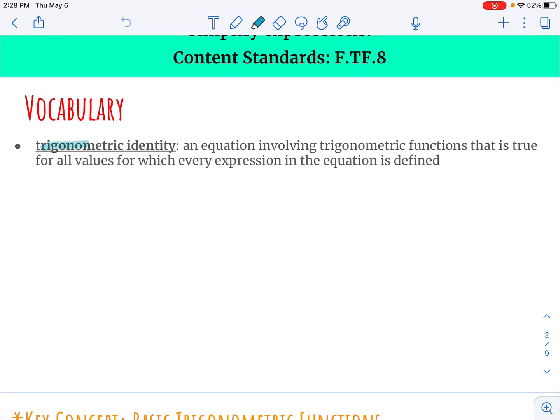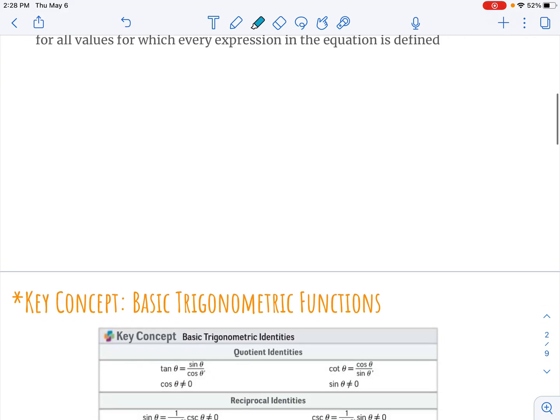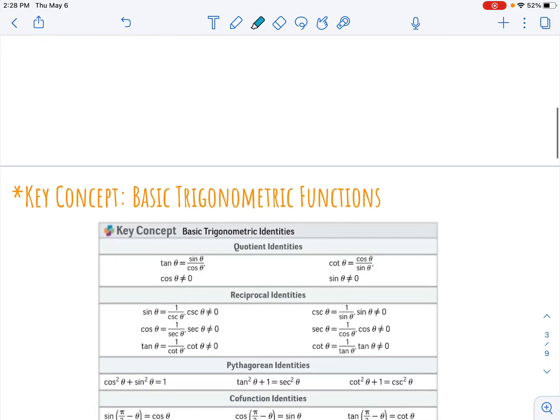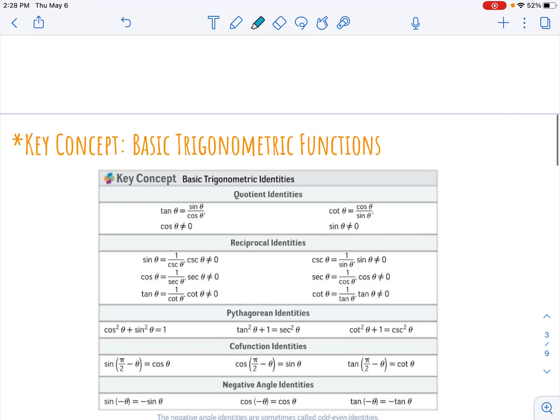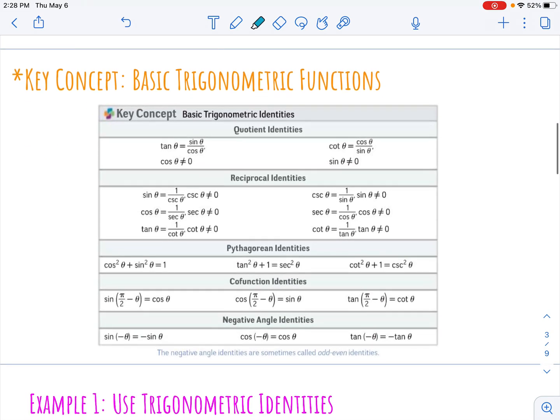to simplify expressions. So our only new vocabulary word here is a trig identity, which is an equation involving trig functions that is true for all values for which every expression in the equation is defined. So an identity is when you get one side of the equation to equal the other side. It's like looking in the mirror, looking at your identity.